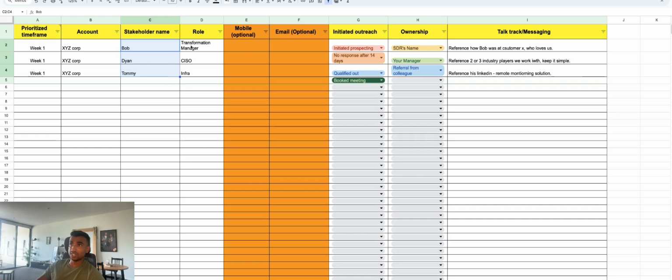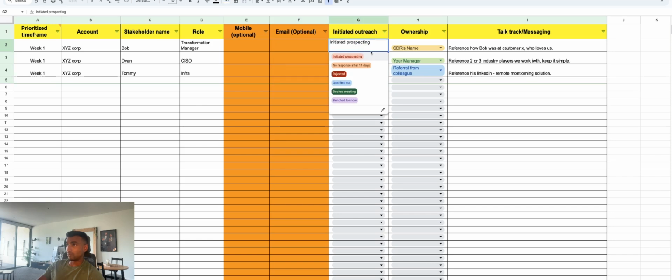These are the stakeholders. These are their roles. These are their mobiles, their emails. And then I would track whether or not I'd initiated outreach, what has happened. So for example, over here, initiated outreach, no response after 14 days, which means you reassess that contact.